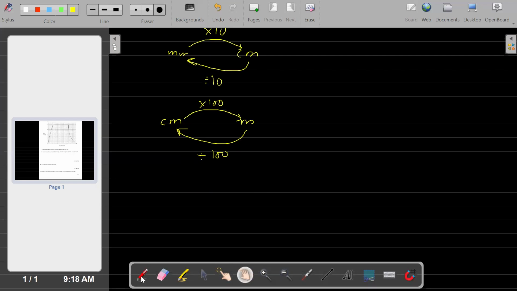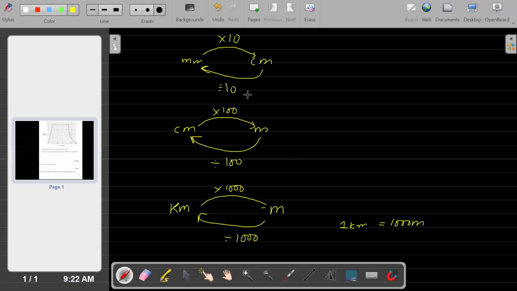Now, if you are going to move from kilometer to meter, you are going to multiply with 1000. And if you want to move from meter to kilometer, you are going to divide with 1000. Talking about if we want to move from kilometer to meter, then we have to simply multiply, since 1 kilometer is equal to 1000 meter. If I want to move from kilometer to meter, I have to multiply with 1000. If I want to move from meter to kilometer, simply I have to divide with 1000.